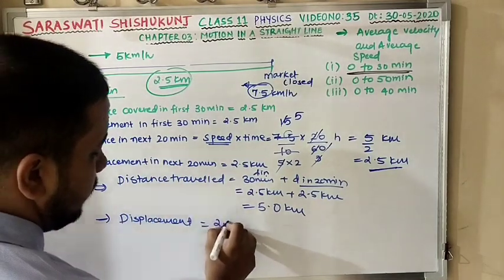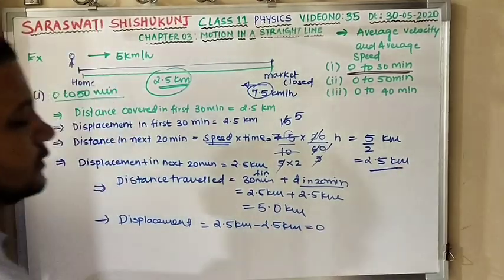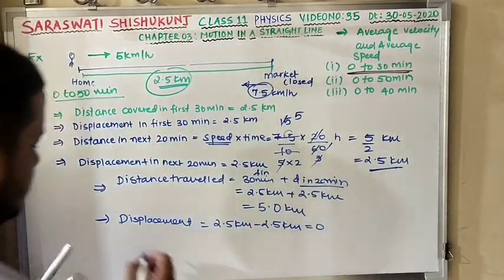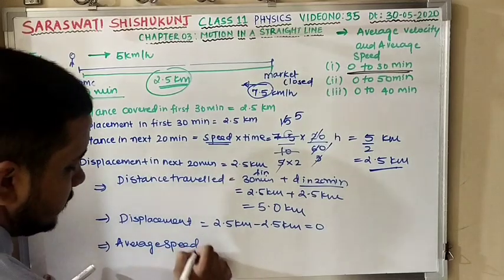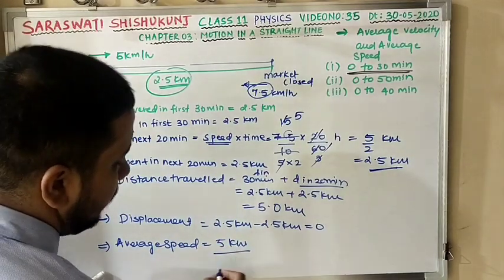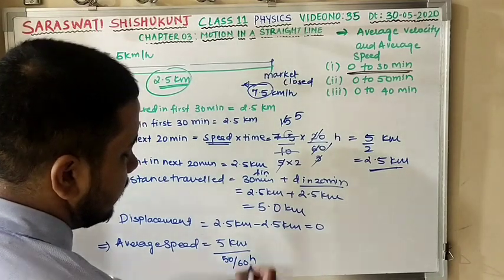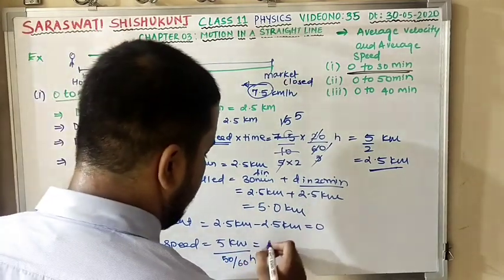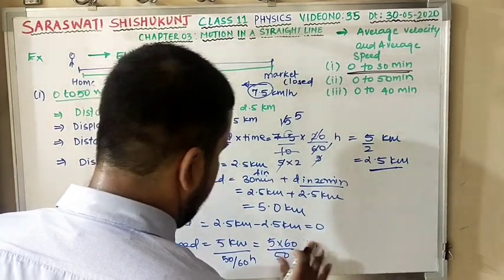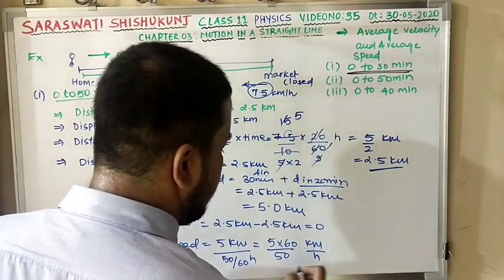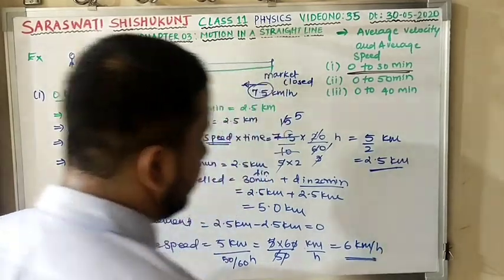And for displacement, that is nothing but 2.5 kilometers minus 2.5 kilometers. So the answer is how much? 0. So I can calculate my average speed. Average speed is equal to distance upon time, that is 5 kilometers upon time. How much is time? 50 minutes. So you have to take 50 by 60 hours. So your value is how much? 5 into 60 divided by 50 kilometers per hour. 0 0 cut, 5 5 cuts. The answer is 6 kilometers per hour for average speed.